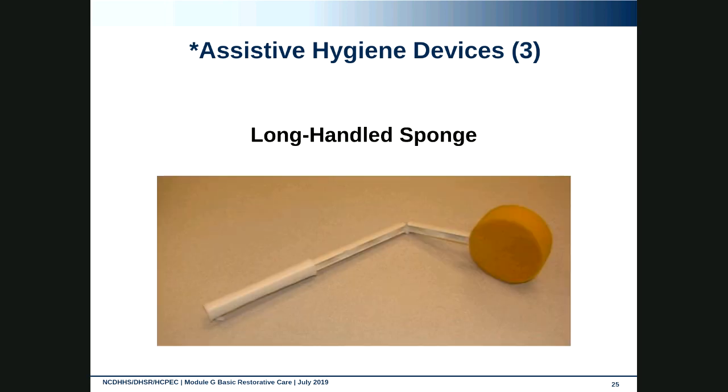The long-handled sponge can help clean places hard to reach, such as the back or the lower legs, so the resident can bathe themselves effectively and efficiently.